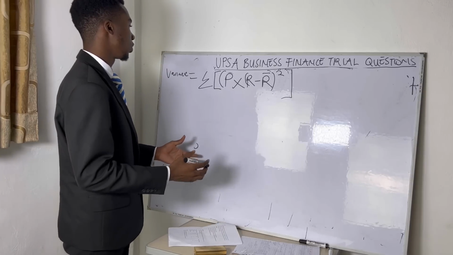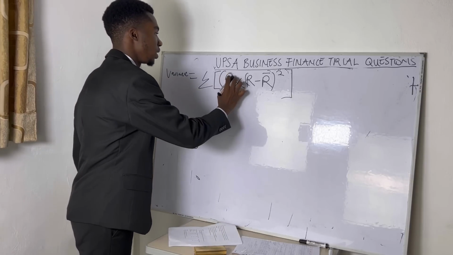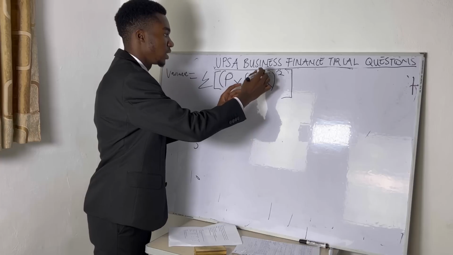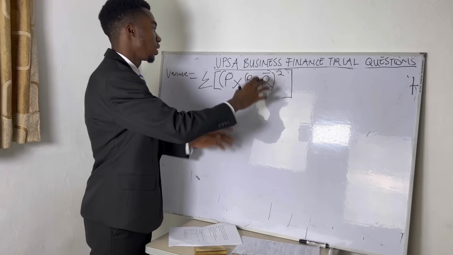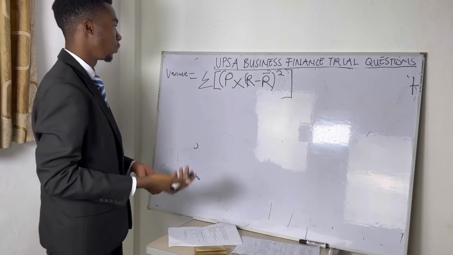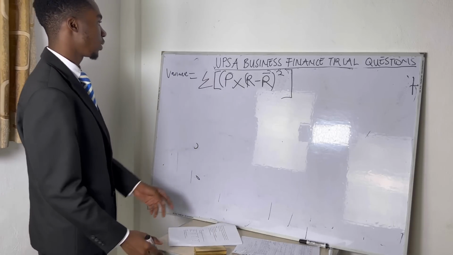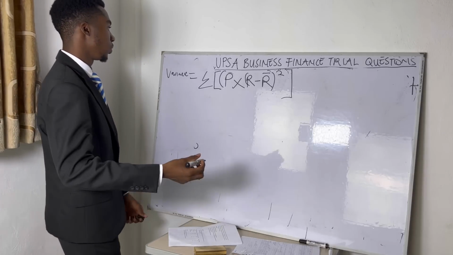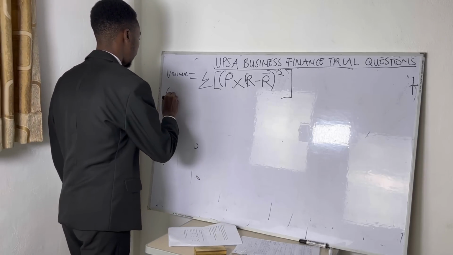So this is the formula I'm supposed to use. So the summation of P times the returns minus the expected return squared. So you find the returns minus the expected return, then you square it and multiply it by the P, then you find the summation of all of them. So now let's start by finding the returns minus the expected return. The P is for probability. So we'll start with company A.